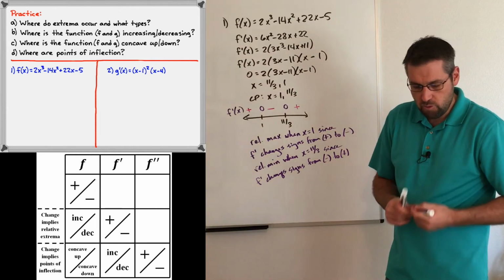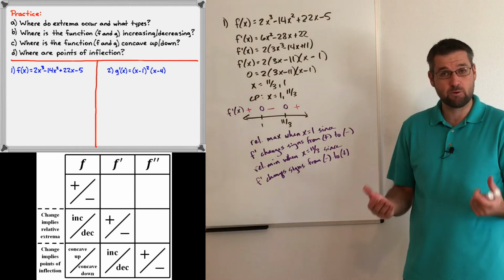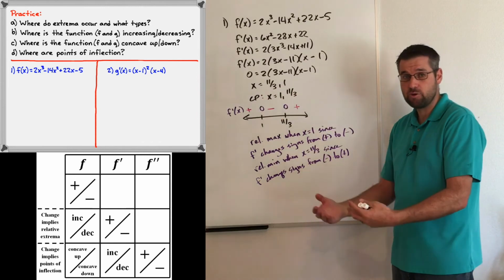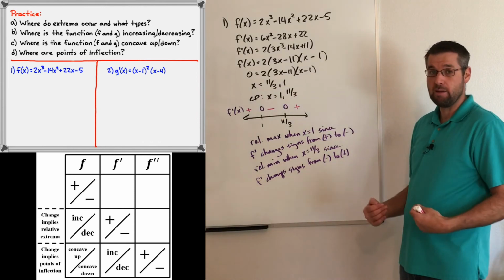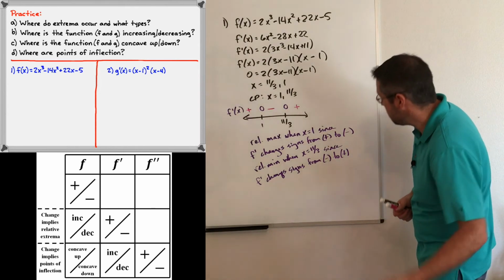Okay, so B is asking for when f is increasing or decreasing. Well, that's all the same justification here. F is increasing when f prime is positive. So we would say, let me use a different color here.